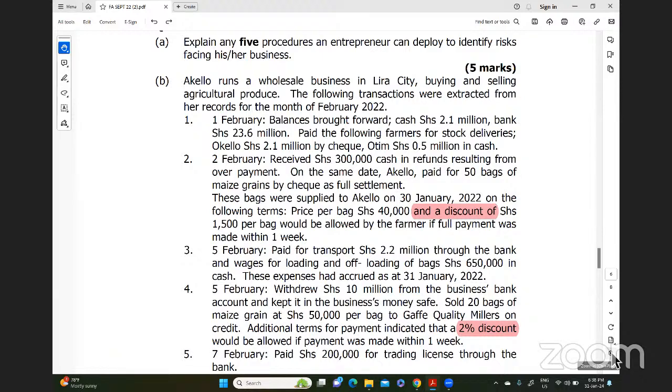So we are beginning with balances. It is wrong for you to start with transactions for the period before bringing in balances that stayed from the previous period. So we need to begin with those balances, then we add whatever is in this period. Okay, so we have opening balances.